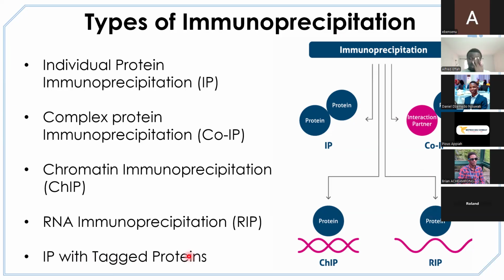So instead of developing antibodies against, let's say, protein A, if we don't have an antibody that is strong enough to recognize protein A, we can fuse protein A with a different protein, then develop an antibody against that particular protein. So we tag protein A with something else, then we call it by that thing. So that's what is meant by tagged proteins. All right.